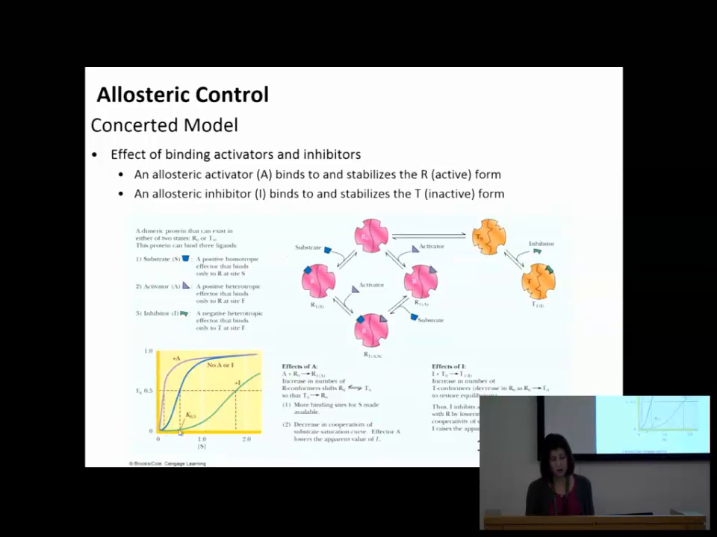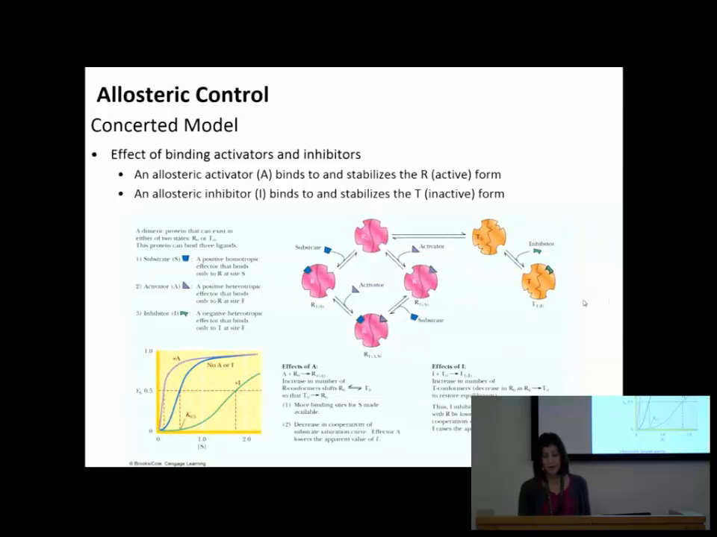So an activator increases the amount of easy binding or relaxed state. An inhibitor increases the amount of taut or hard binding. An activator increases the amount of relaxed or easy binding by removing it from that equilibrium. And an inhibitor increases the amount of taut or hard binding by removing it from that equilibrium.